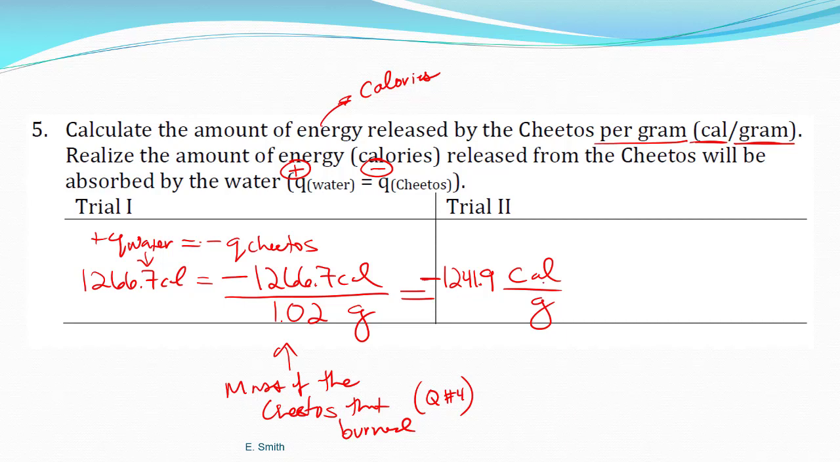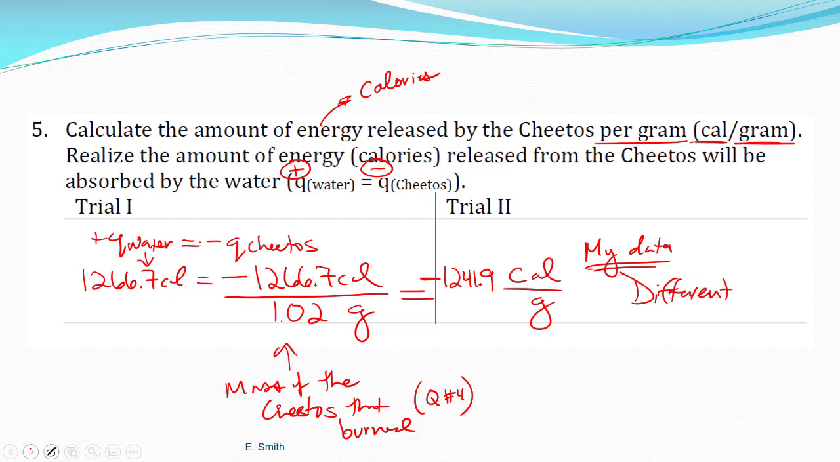Again, the Cheeto released 1,241.9 calories per gram. This is based upon my data. Your data will be different. Everyone got that? Your data will be different than mine.